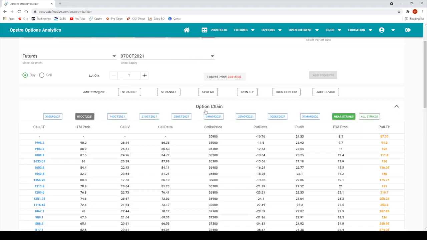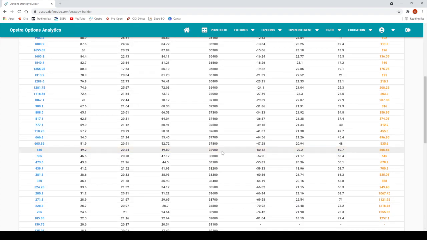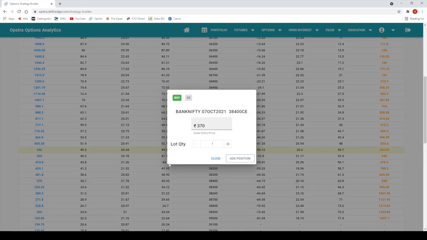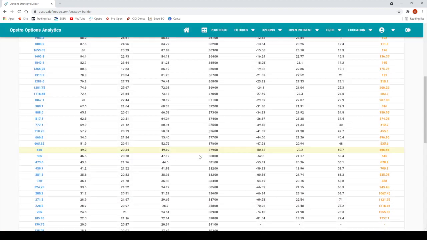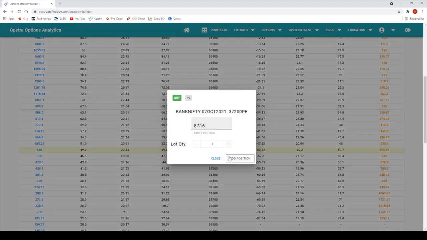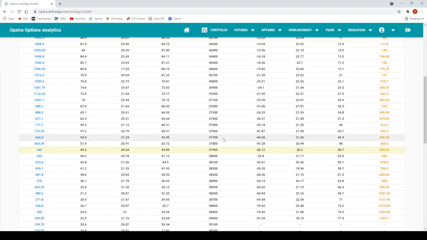Okay. So open the option chain. So we are at 7th October expiry. So on 30th September, we sold 38,400 call. So at the same strike price, you buy 1 lot for the next expiry. So also you can buy 37,200 put 1 lot for the next expiry.